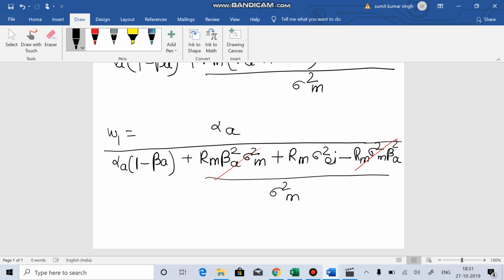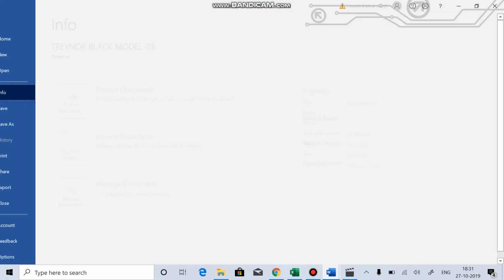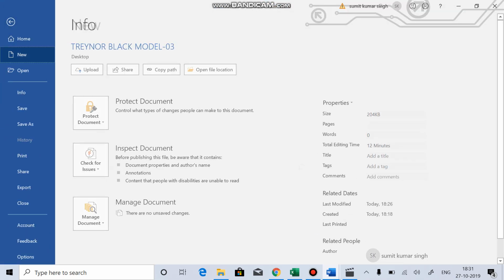So this is the weight, which is equal to the alpha of the active portfolio divided by alpha of the active portfolio times (1 minus beta of the active portfolio) plus Rm times the residual variance divided by the variance of the market. This is where we ended. So let me open another sheet.